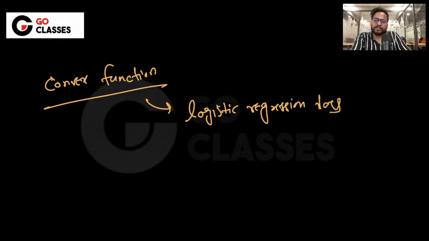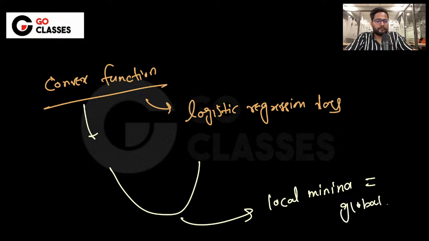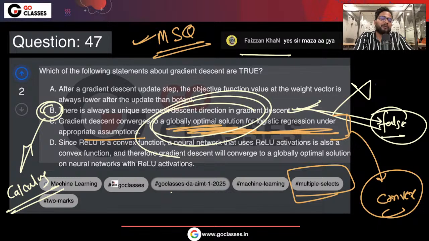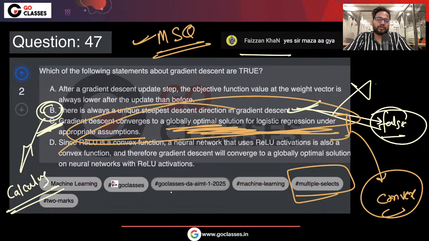What do you mean by convex function? Convex function doesn't necessarily mean unique minima, because this is also a convex function and multiple minima are possible. But convex function means the local minima is the same as the global minima. So gradient descent will definitely end up in the global minima. There is no chance of a bad local minima because local and global are the same. So that is why this is true.